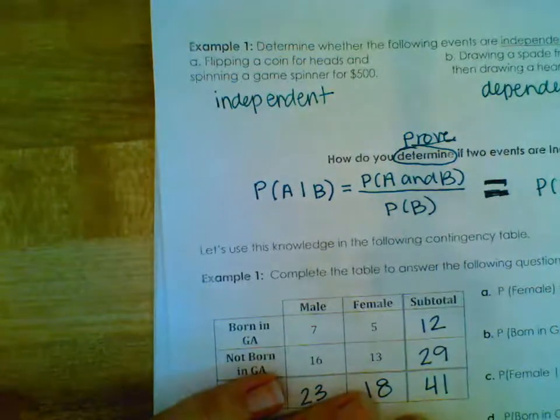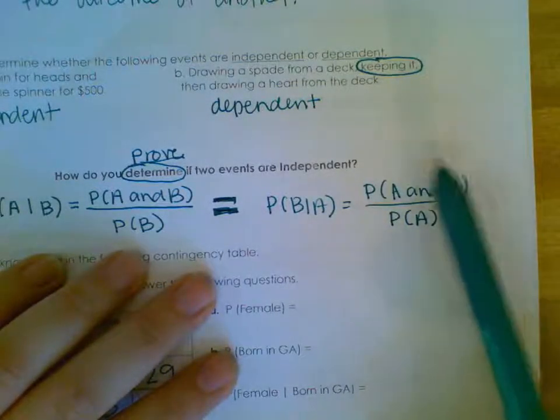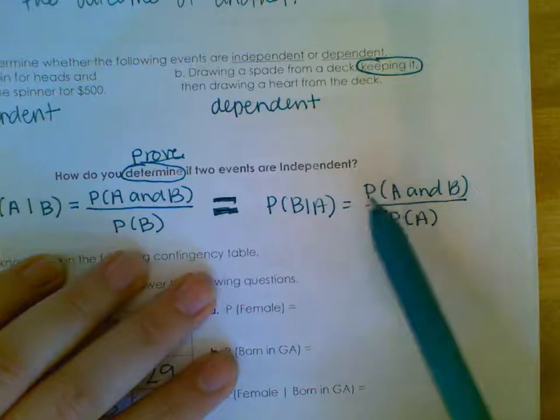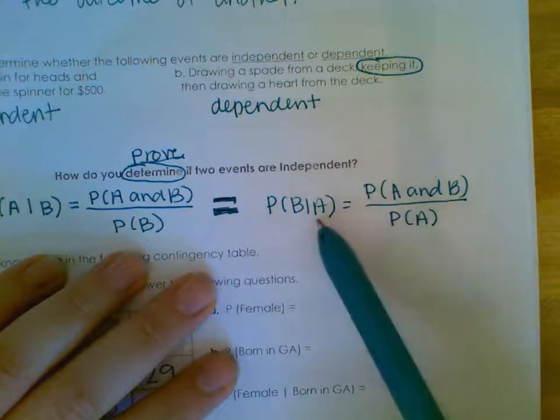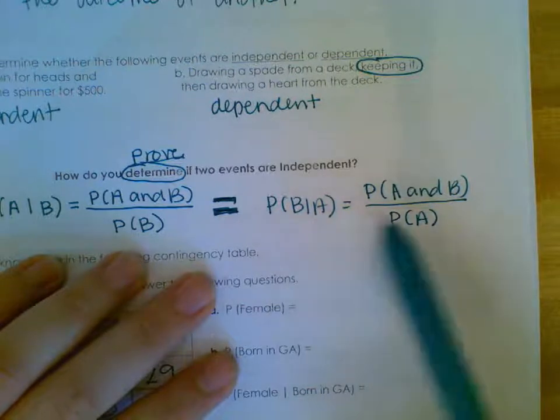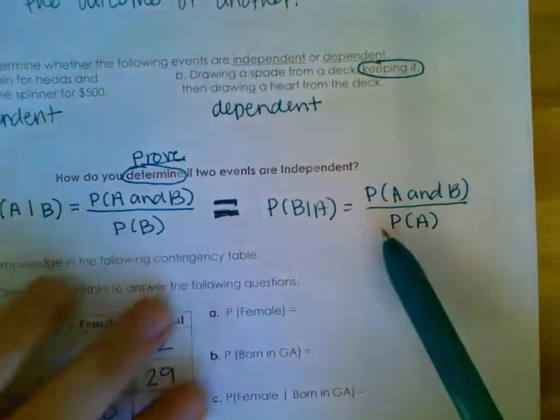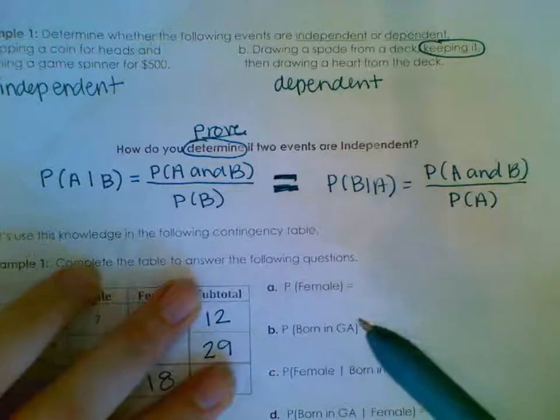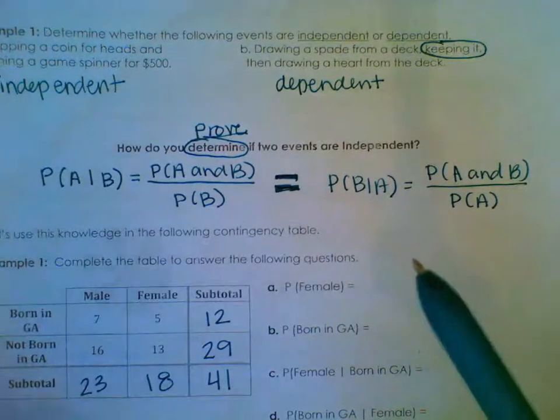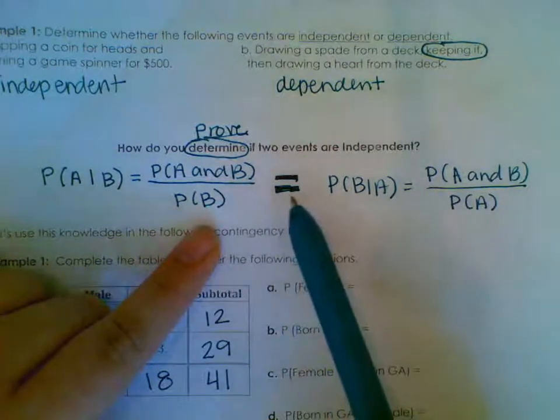Now let's switch events A and B around. Let's now look at the probability of B given A. Remember that the probability of A and B are still going to be on the top. The only thing that's changing is what I'm dividing by. Since now I'm given A, I will be dividing by the probability of A. So that's the only difference from the last formula. Now, in order to determine or to prove if these two events, A and B, are independent, we want to see if these two answers end up equaling each other.